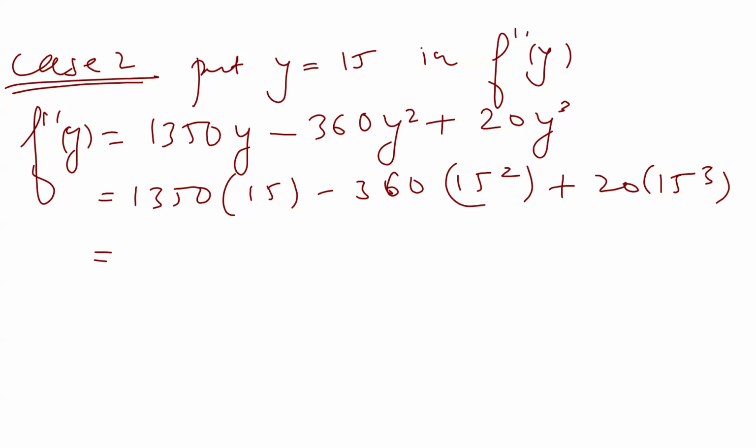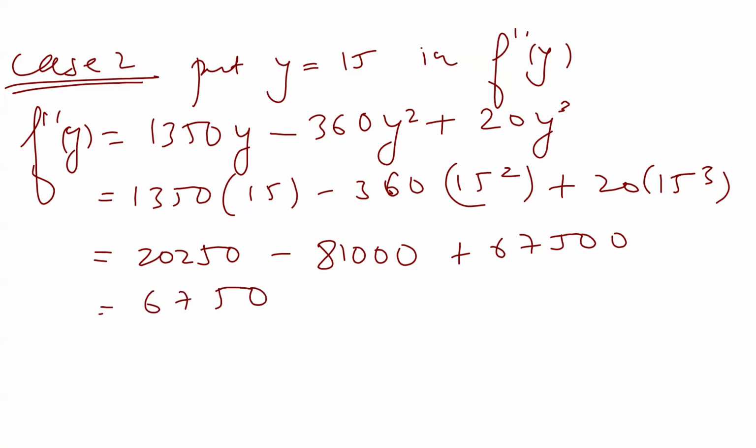1350 into 15, 20250. 360 into 15 into 15, that is 81,000. 20 into 15 into 15 into 15, 67,500. Okay, just calculate this. 67,500 plus 20250, minus 81,000, 6750. Now this is greater than 0.